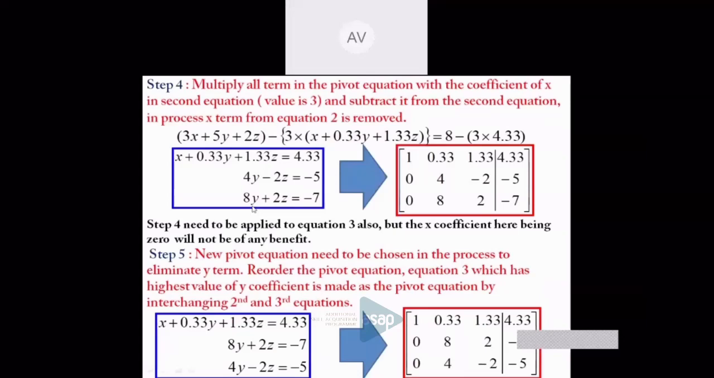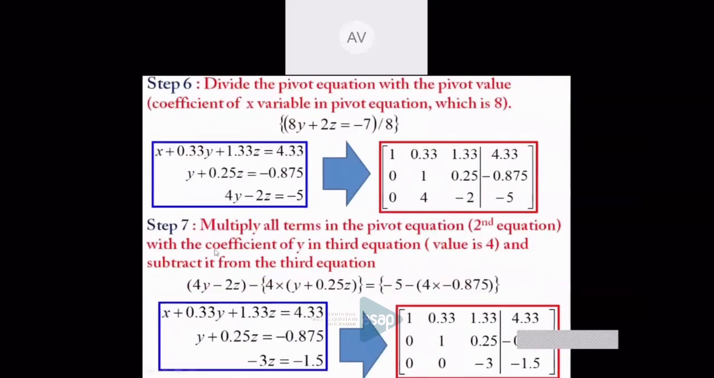Yes. So we can divide that equation by 8y. Let's put back this equation. We are dividing this equation by the coefficient of y. That's 8. We get y minus 0.25z equals minus 0.875. The corresponding change will happen in your matrix too.